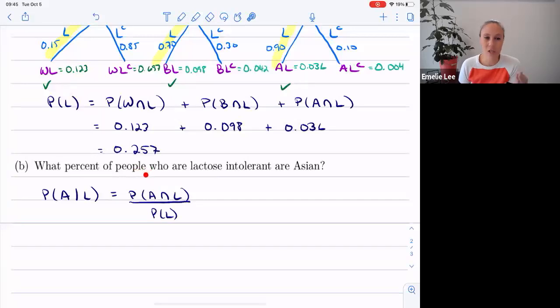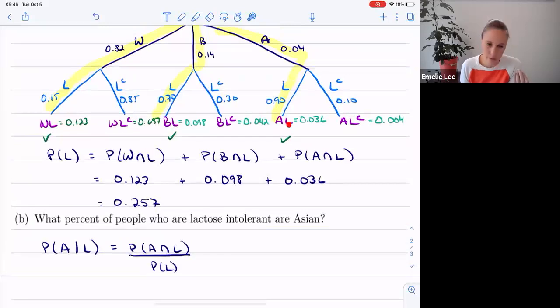Because taking this question and figuring out that what you need to find is the probability of A given L, that's difficult, right? But you could just take a step back and say, okay, of the people who are lactose intolerant, what percentage are Asian? Well, if they have to be lactose intolerant, then 0.036 of everyone are Asian and lactose intolerant over the total, which is 0.257. So you would have gotten there regardless, but this is technically the calculation that we're doing.